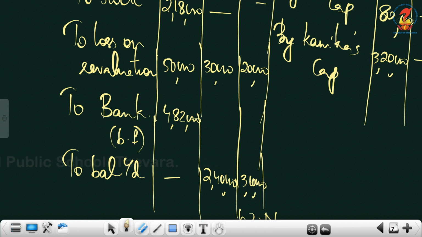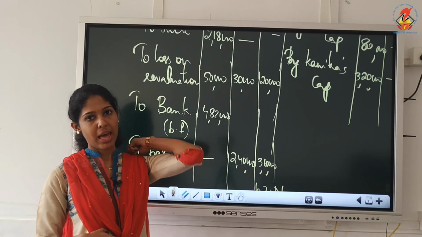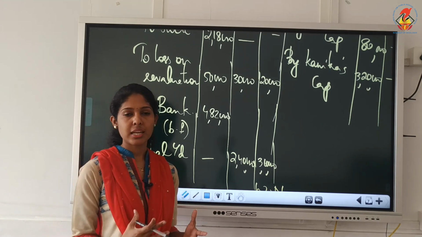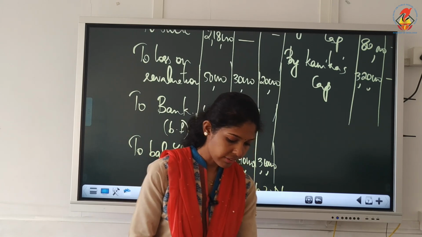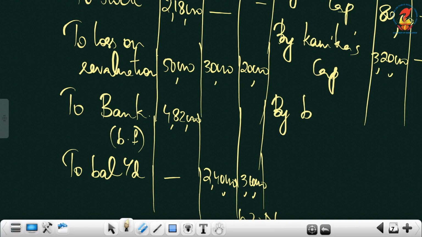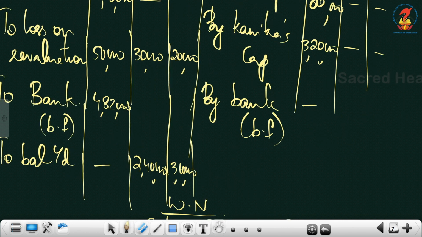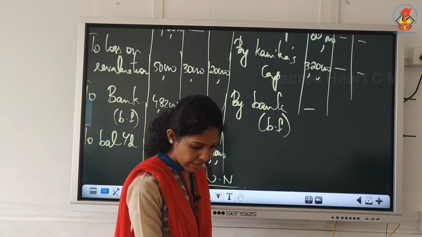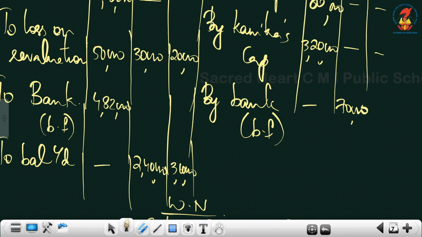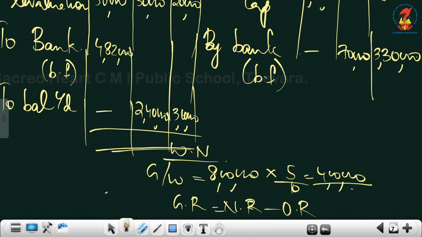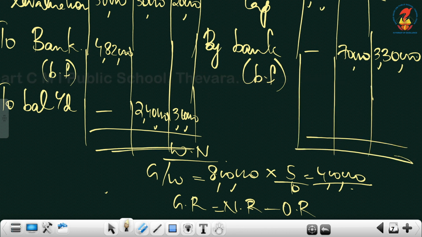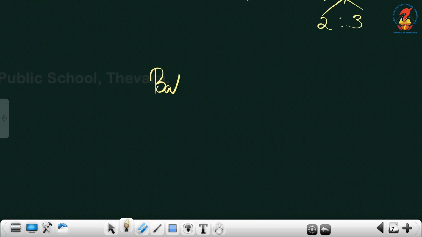Next what should we do? It's not over. Now we have to find the balancing figure of this account, which will be written either as to bank or by bank. Now the balancing figure is coming on the credit side, by bank. That's a balancing figure. It is 3,30,000. So now your partner's capital account is over. We can start the balance sheet.